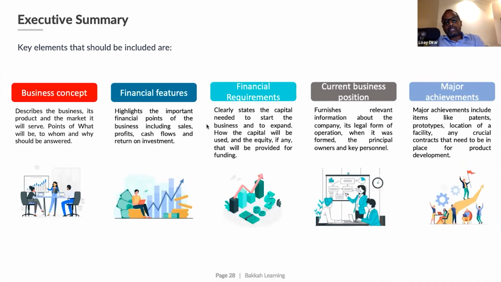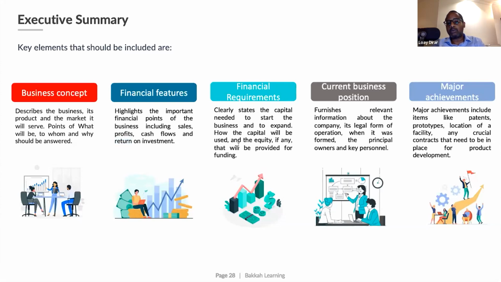As part of the executive summary, you need to describe key elements in the form of business concept, financial features, financial requirements, current business position, and major achievements. The business concept describes the product and the market you're going to serve. Financial features include how the business is going to return the money, through how many sales cycles, the profitability of the business, the cash flows, and the return on investment. Sometimes we call these investment appraisals.